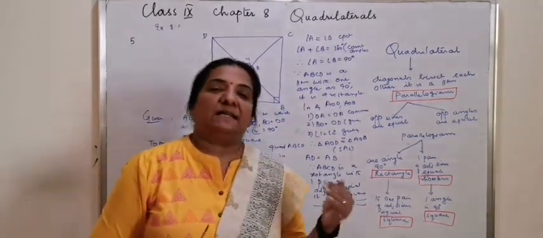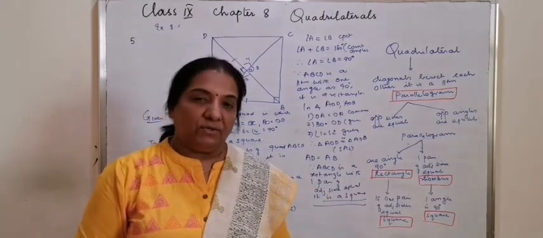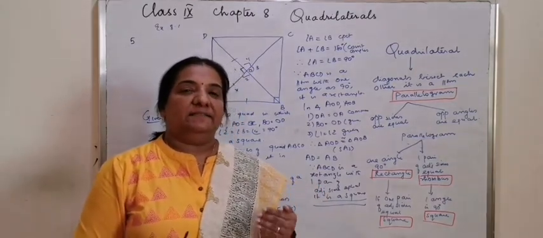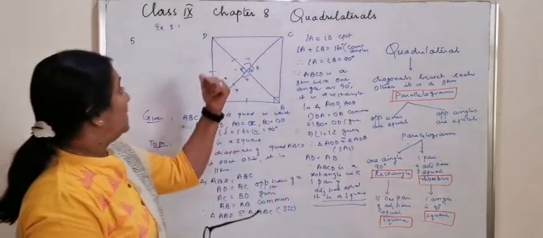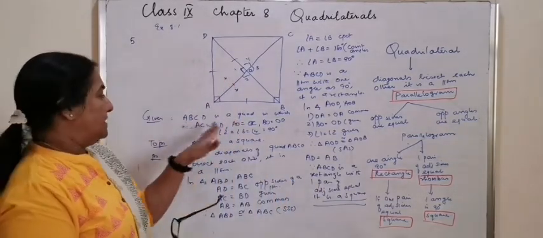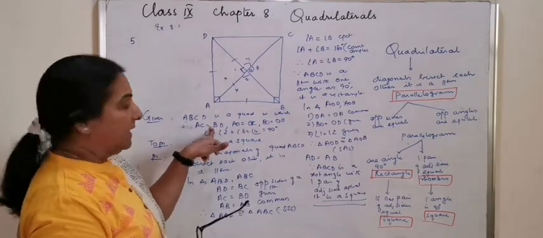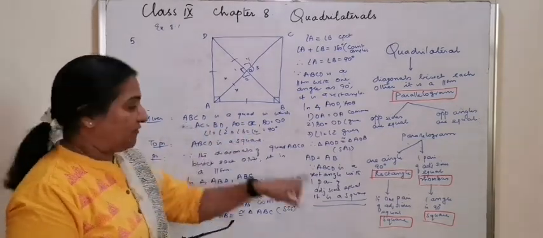So these are the steps you followed. You proved the quadrilateral as a parallelogram. The parallelogram you proved as a rectangle, and then the rectangle you proved as a square. Hence the given quadrilateral ABCD, in which the diagonals are equal and the diagonals bisect at right angles, formed a square.